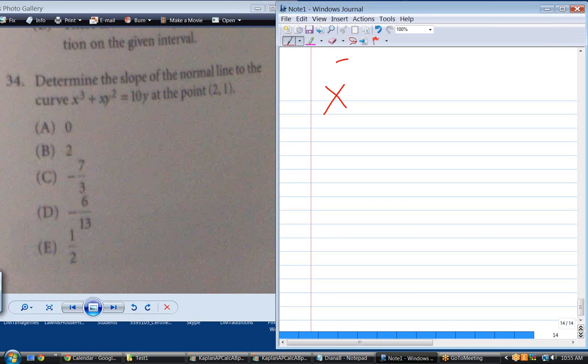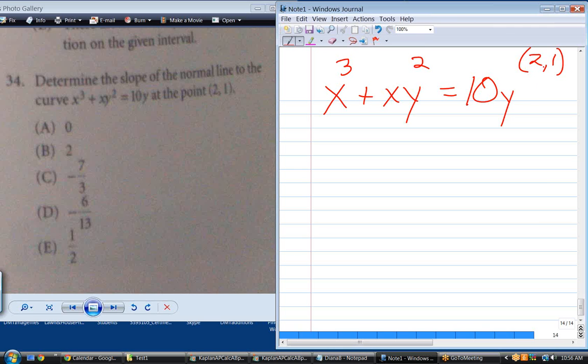Here, if they said, what's the slope of the tangent line, what would we do? They're asking the slope of the normal, which is perpendicular to the tangent. So it's perpendicular to the tangent, and it's got the negative slope on it. Negative reciprocal, the normal line. So the first step is to find the slope of the tangent line. How do we do that? Well, the point is at 2, 1, so we're going to evaluate it at that point.